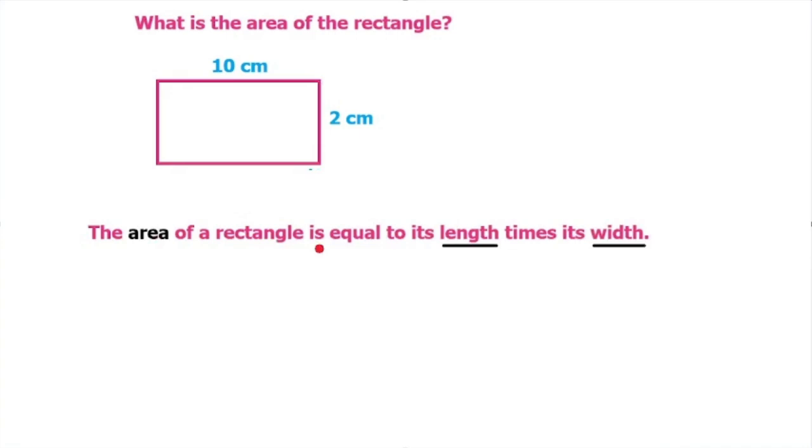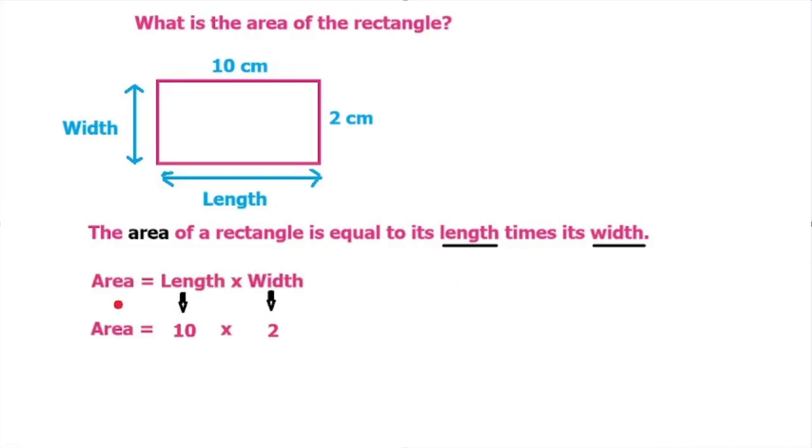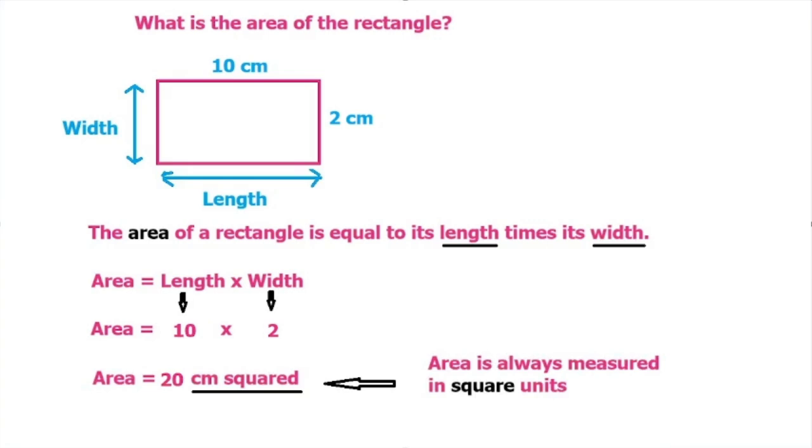The area of a rectangle is equal to its length times its width. So this is the width, this is the length. Area equals length times width. So area equals 10 times 2 for this problem.